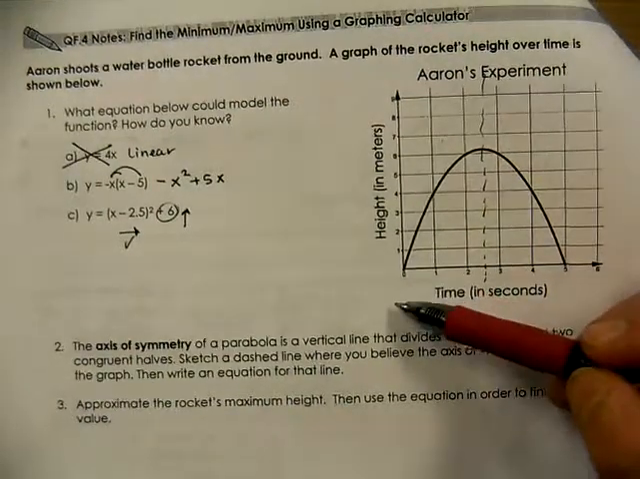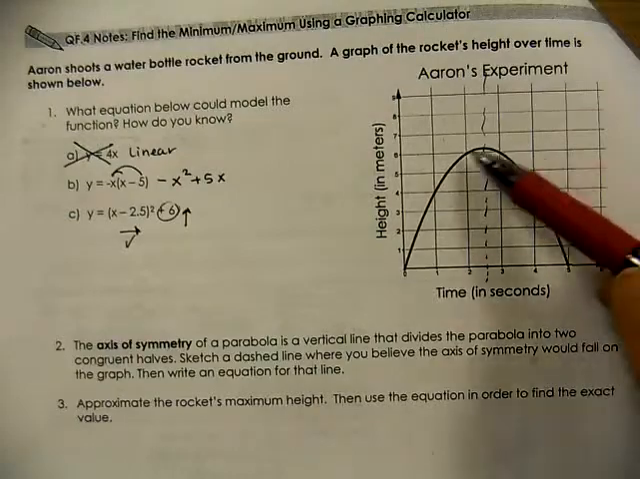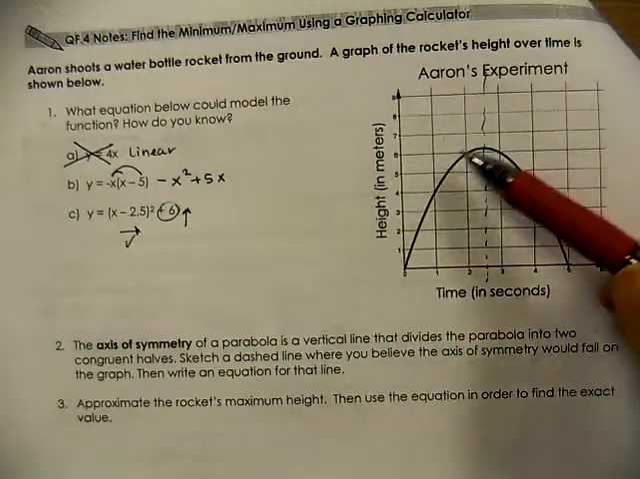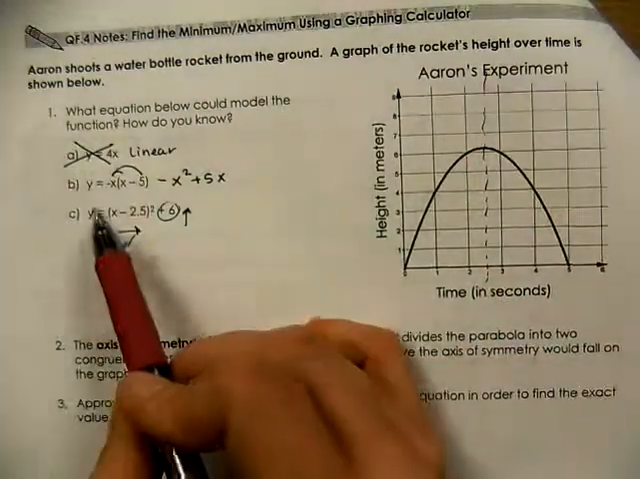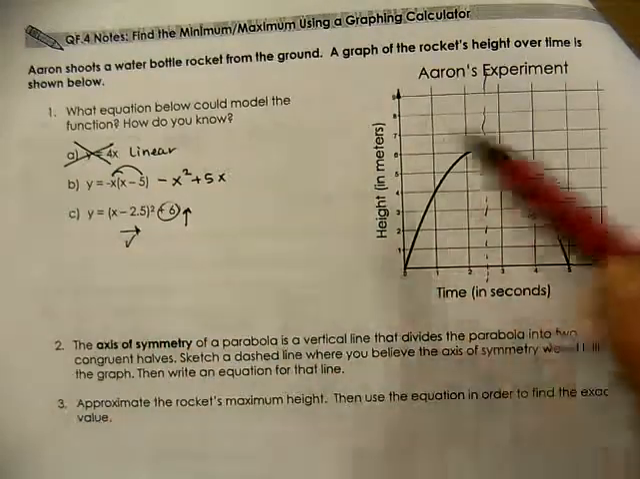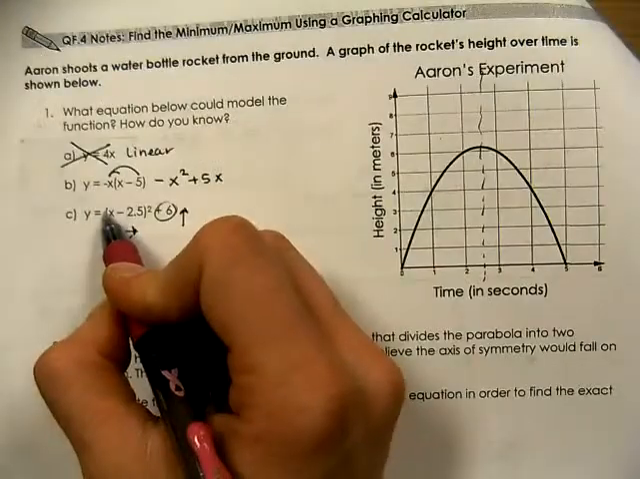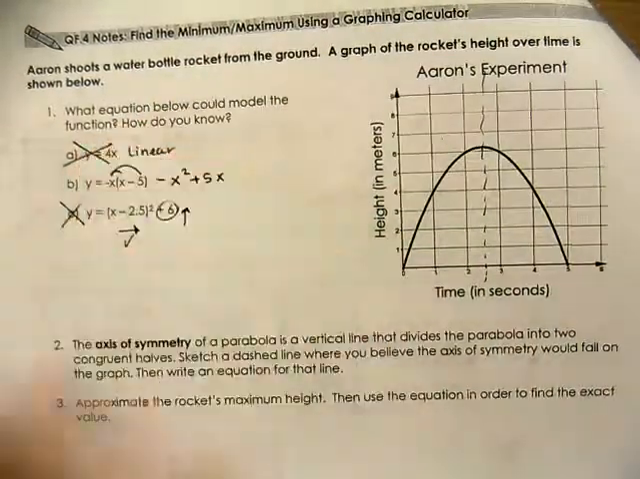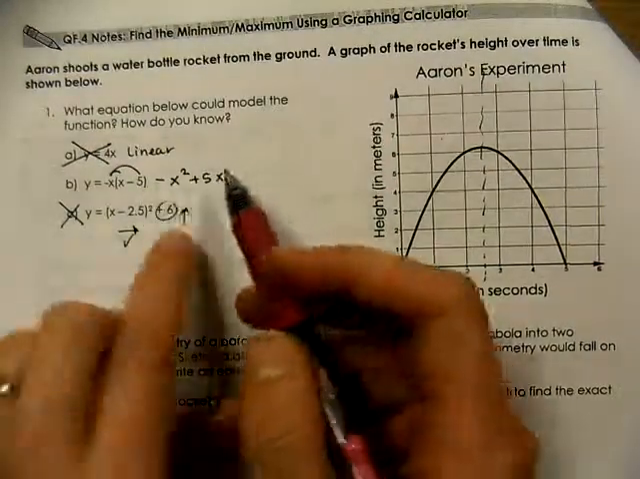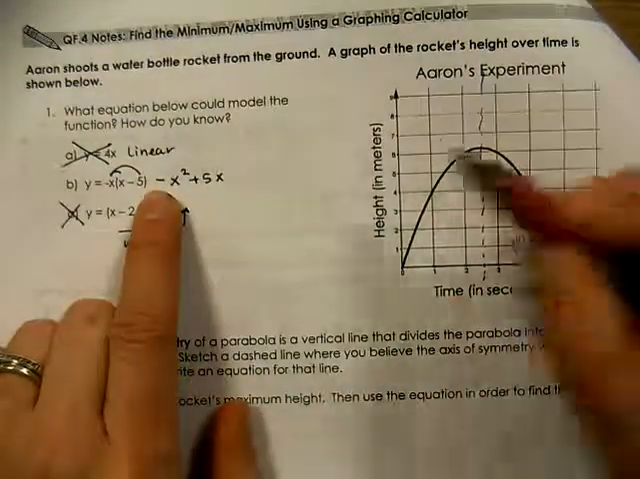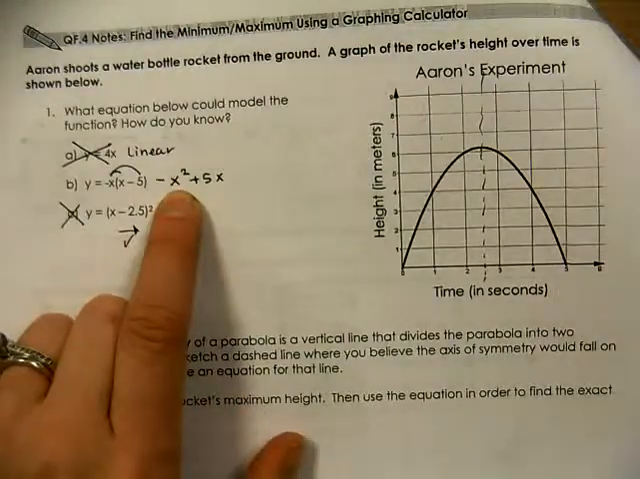So the other thing I'm looking at, though, is that this parabola is opening down. When I see a parabola opening down, I know that the number up front has to be negative. We've got to reflect that in the x-axis. And I don't see a negative here. So I actually know for sure that C is not correct. When I look up here, I have that negative out front. It's opening down. It is quadratic. This is the only one that's logical.